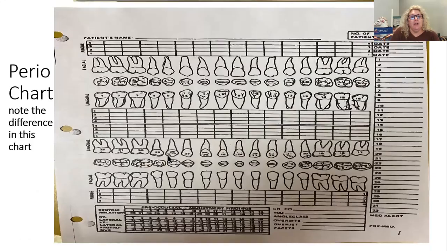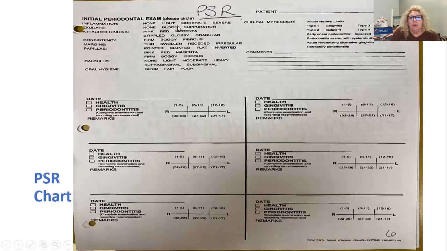And also notice, look at everything that we could be charting. What is the hygienist and the doctor looking for? Am I looking for inflammation? Remember what inflammation shows me? That there could be a sign of some gingivitis. Some exudate. So am I looking for, is there none? Is there some blood? Is there suppuration, which is like infection, like pus? How is the attached gingiva? Is it pink? Is it red? Is it magenta, like bright pink? Is it stippled? Is it glossy? Is it granular? Has it dried out, like a dried up orange?